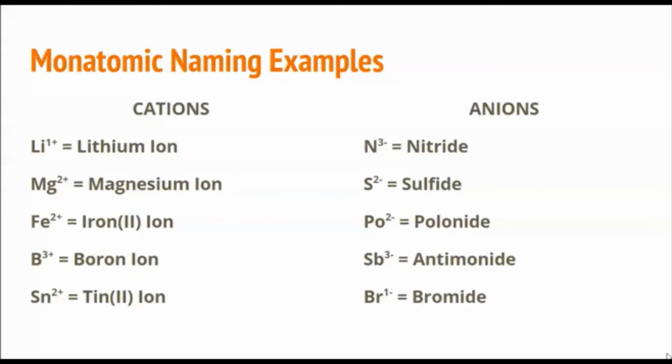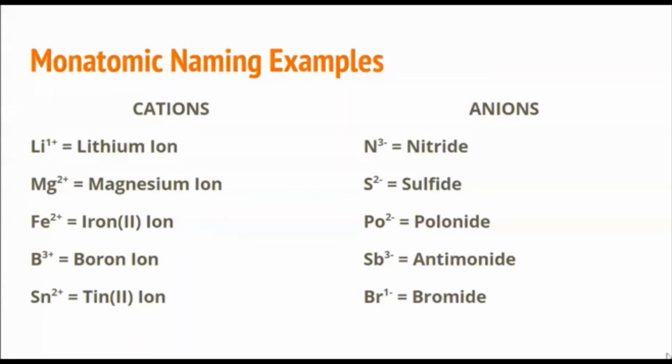So let's talk about some examples. If we're looking at Li1+, that is a lithium ion. Mg2+, Mg is magnesium, so it's a magnesium ion. Fe2+, iron is a transition metal, so it's an iron(II) ion. B3+ is a boron ion. Sn2+, it's one of those under the carbon family that acts like a transition metal, so it's a tin(II) ion.